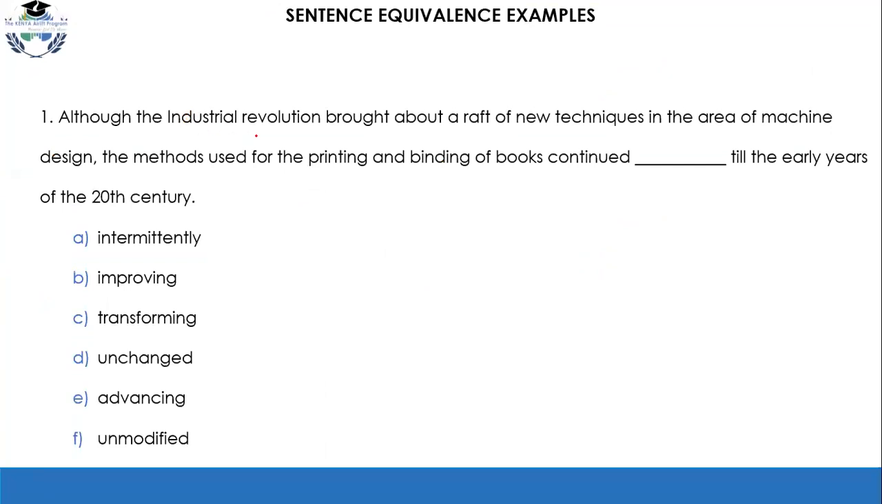Although the Industrial Revolution brought about a raft of new techniques in the area of machine design, the methods used for printing and binding of books continued blank till the early years of the 20th century. All right, so I'm going to give you 10 seconds to read this one, then read the answers, and then we can discuss it. So I hope everyone is reading this sentence.